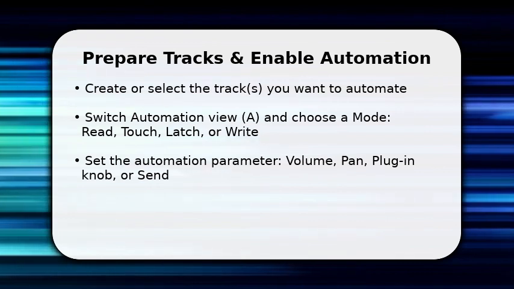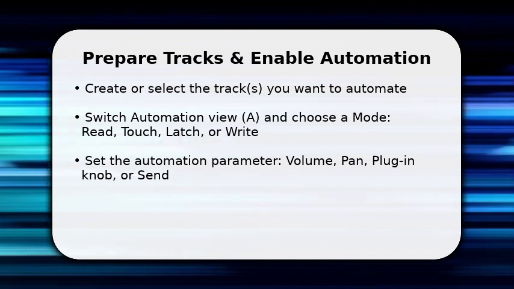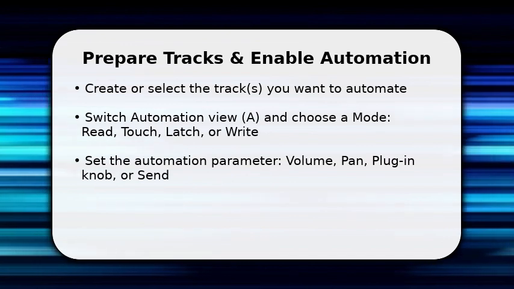Next, select the parameter from the lane pop-up: volume, pan, or a specific plugin control. Make sure the control is visible and not grouped away. This prevents surprises when you record your first pass. Now record or draw the automation data.